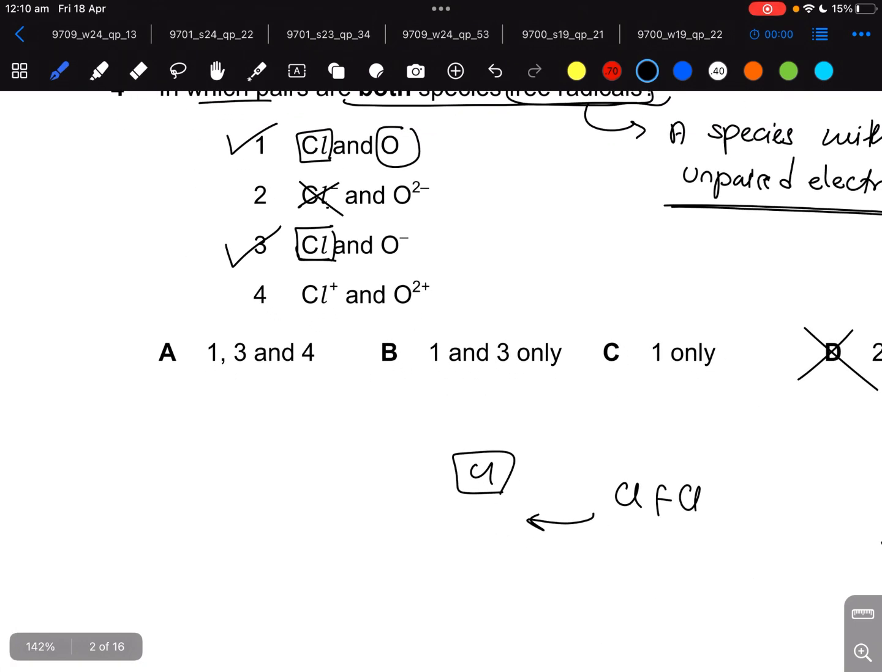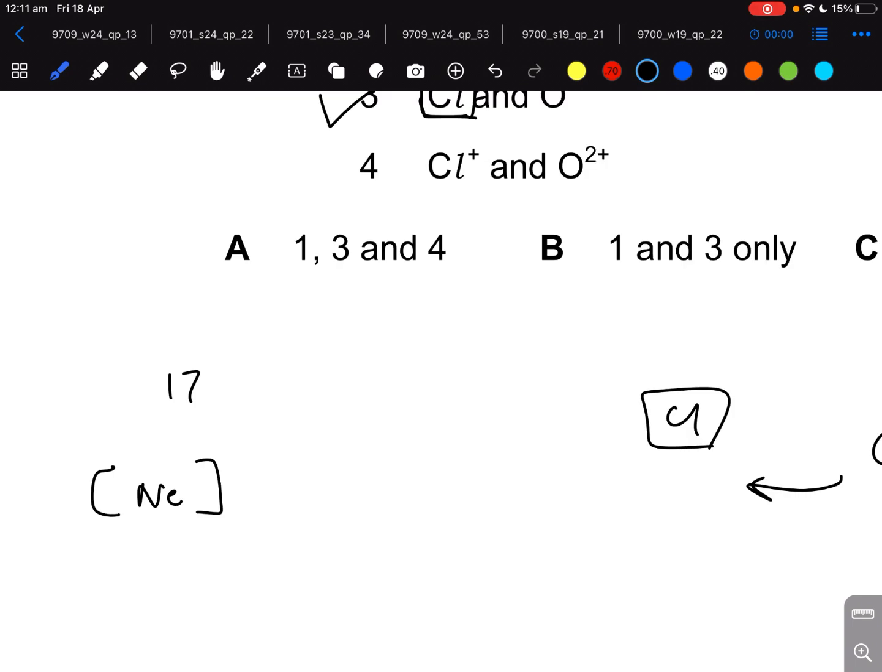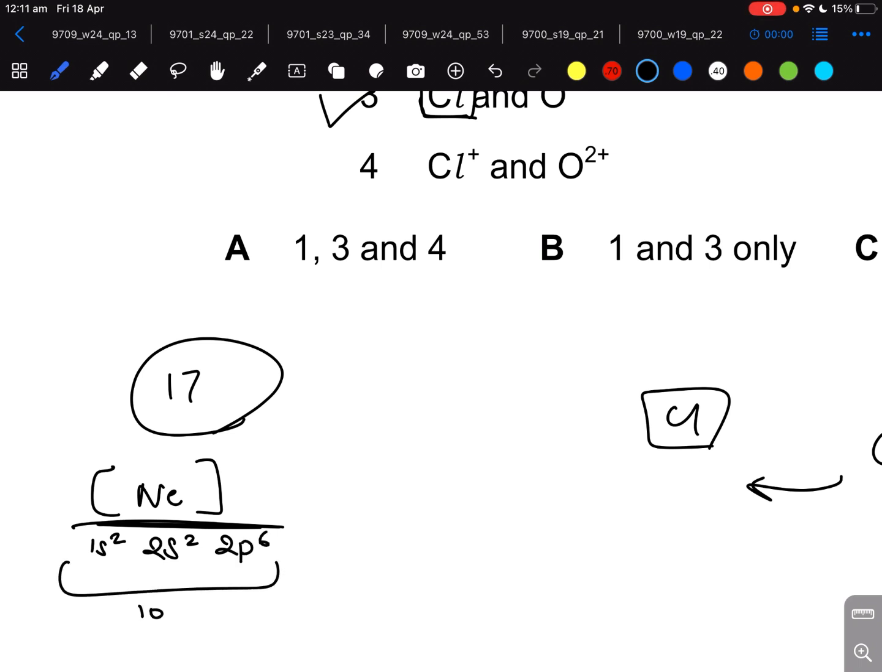So chlorine has an atomic number of 17, which is neon, which stops at... let's write the full thing, it's better. 1s2, 2s2, 2p6, so that's 10. And then you have 7, so 3s2, and then that's 2. Now we need 5 more, 3p5. So now that's the electronic configuration of chlorine.